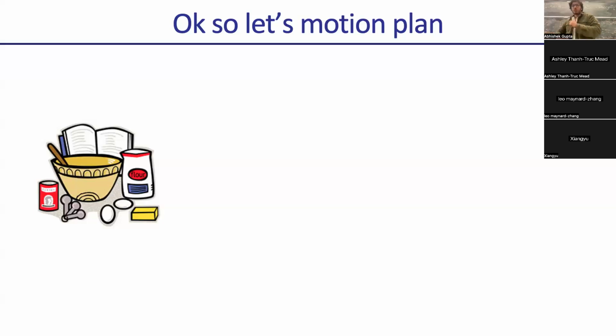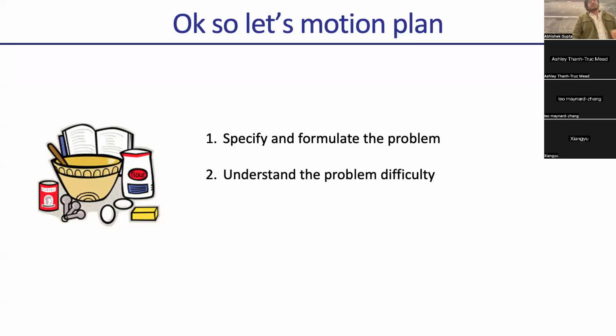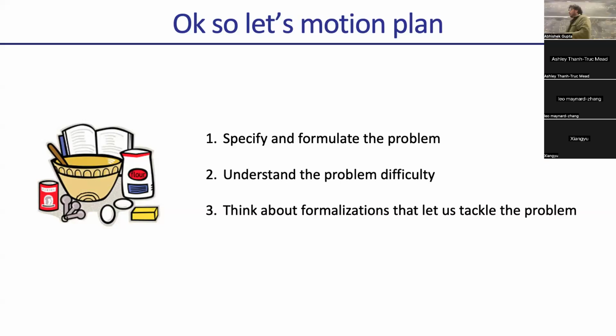Okay, so to do motion planning, we need a couple of different elements. The first is we need to specify and formulate the problem, right? We don't know what problem we're solving yet. The second is we need to understand if this problem is hard or not, or are we wasting our time? And the third is we need to start thinking about mathematical formalizations and abstractions that then solve the problem. Right. So let's start by formalizing the problem a little bit, and then we can go from there to the next two.